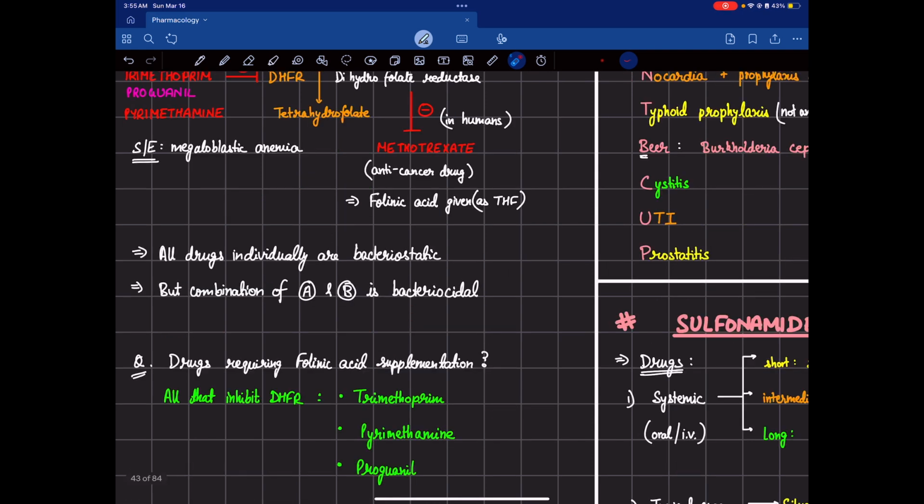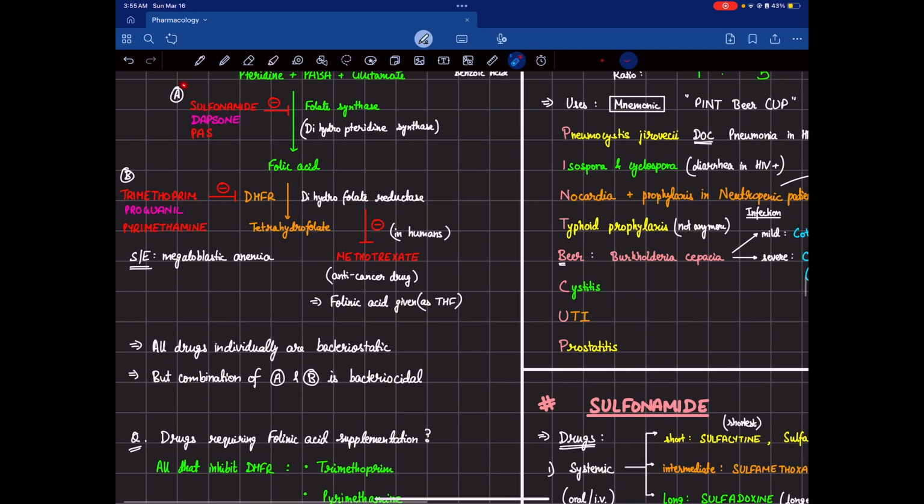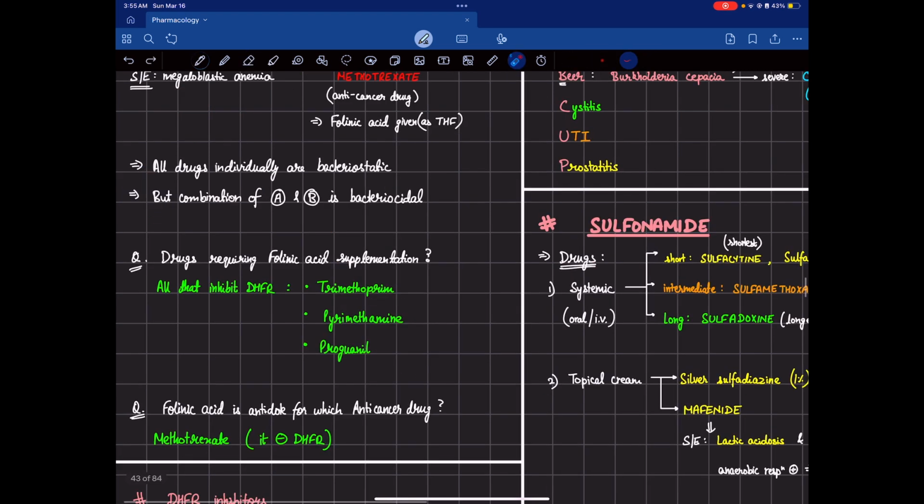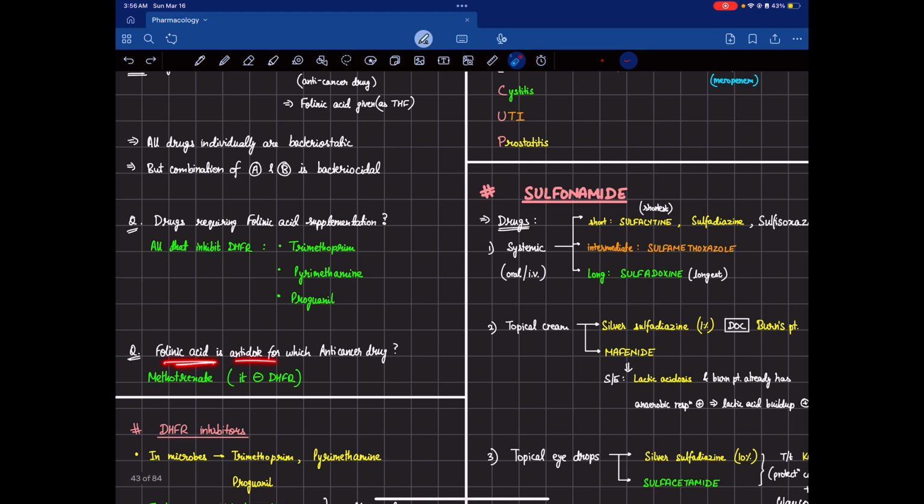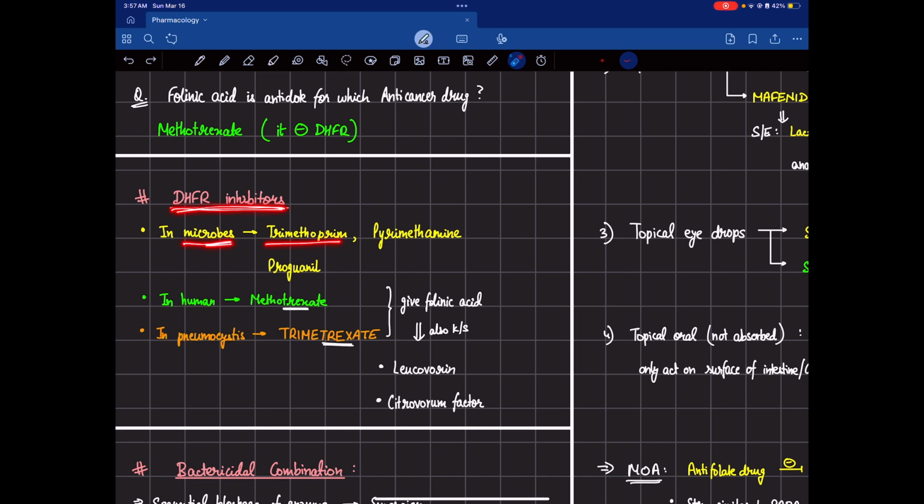So all drugs individually are bacteriostatic, but combination of the drugs in A and B are bactericidal, and that's why we use it like that. So one of the questions that arises is that drugs requiring folinic acid supplementation are all the drugs that inhibit your DHFR enzyme. That is trimethoprim, pyrimethamine and proguanil. All these three will require folinic acid supplementation. And folinic acid is an antidote for which anti-cancer drug? Methotrexate.